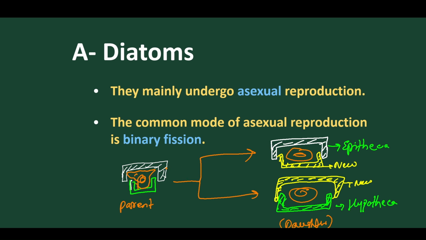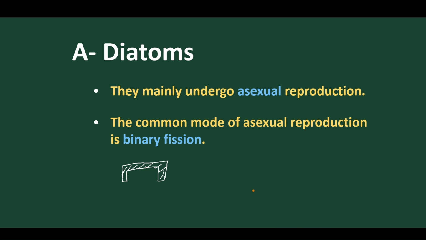One daughter cell retains the epitheca of the parent and produces a new hypotheca, and the other retains the hypotheca part and produces the new epitheca part. This is how the binary mode of reproduction takes place. Got it? Now let's move.